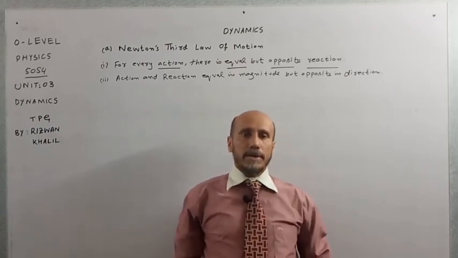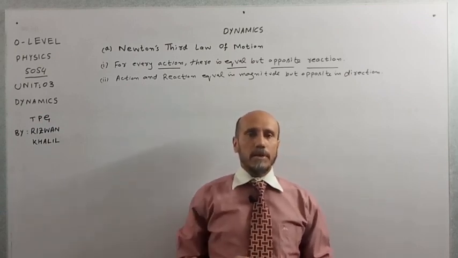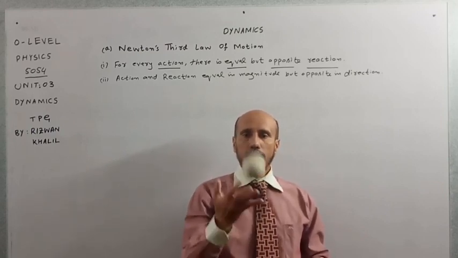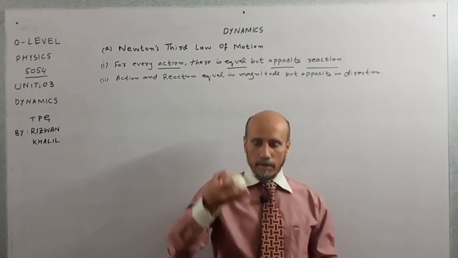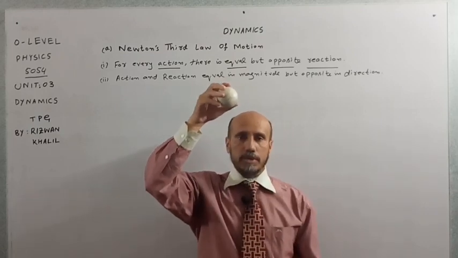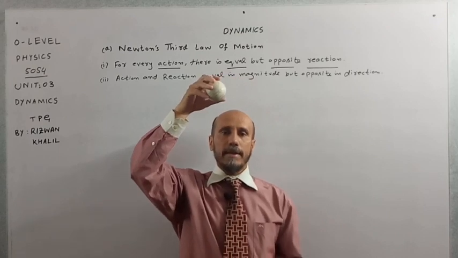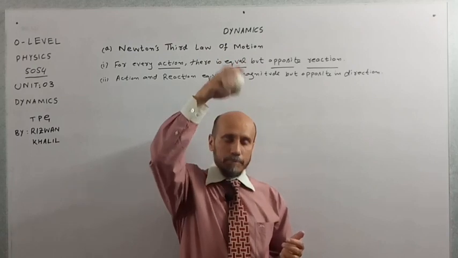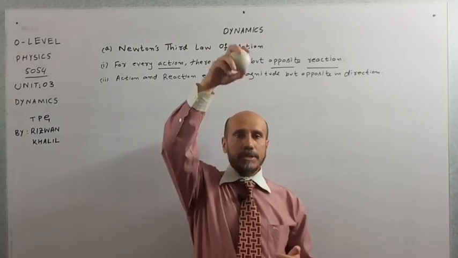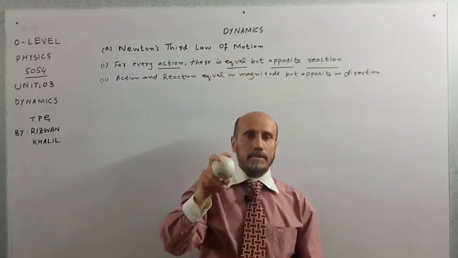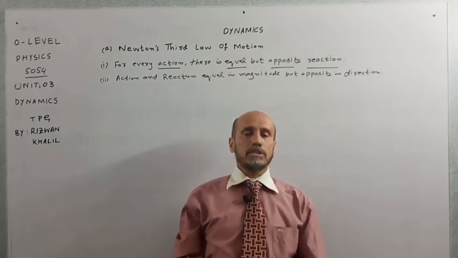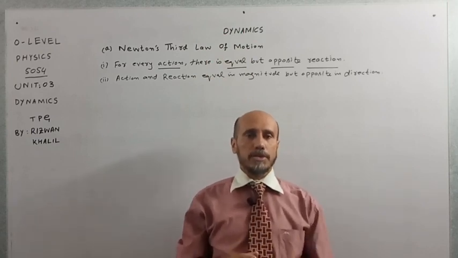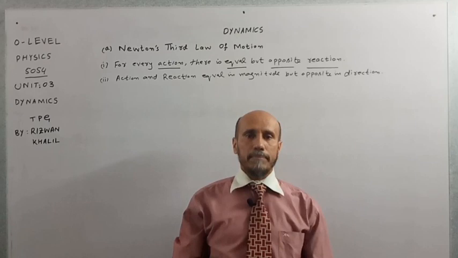In order to understand the concept of Newton's third law of motion, we will consider a simple example of a tennis ball. Right now the tennis ball is in my hand. Now just look and observe what is going to happen. What I am doing, I am just hitting the ball with the earth and the ball bounces back.